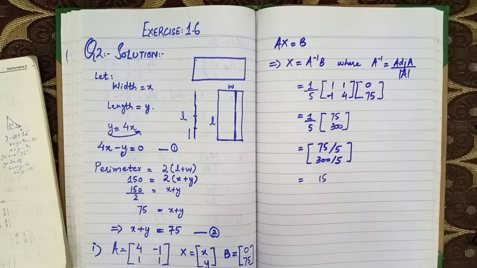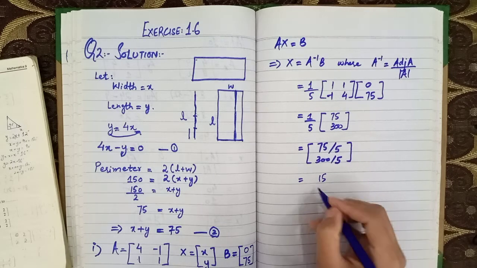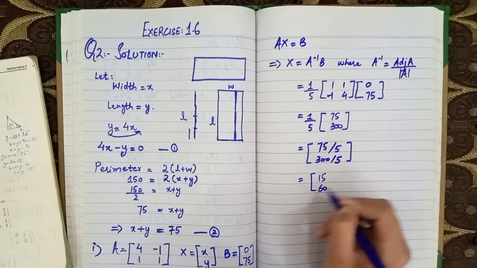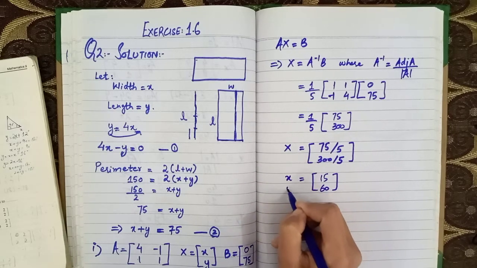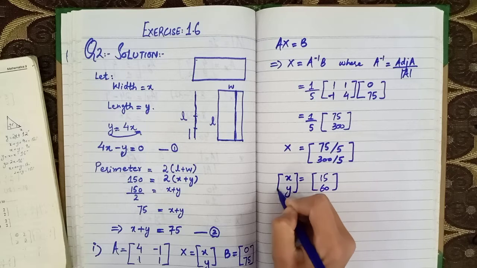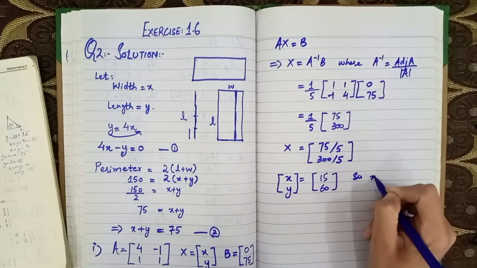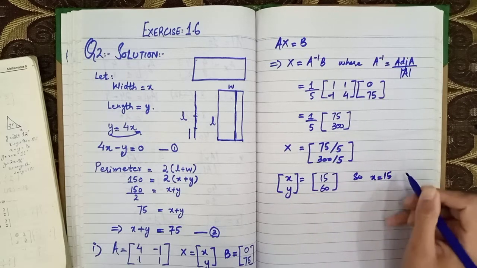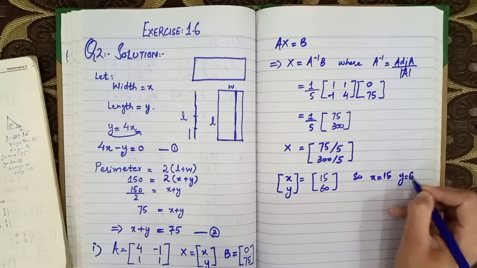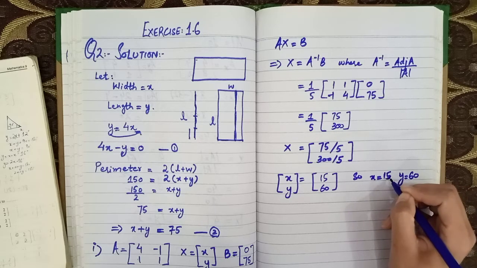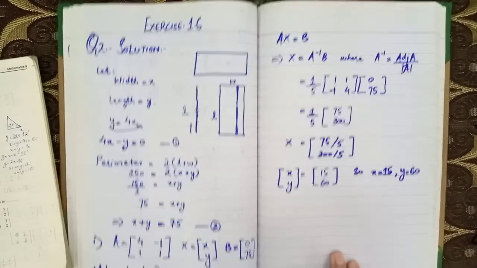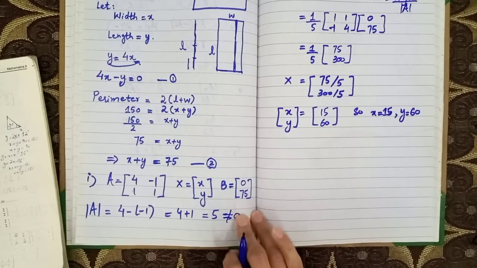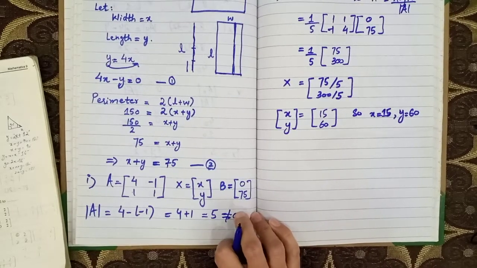15, and 300 divided by 5 is 60. That was x. Here it would be y. So x equals 15, y equals 60. Question number 2 is solved.